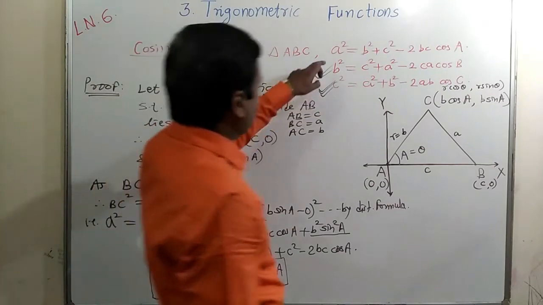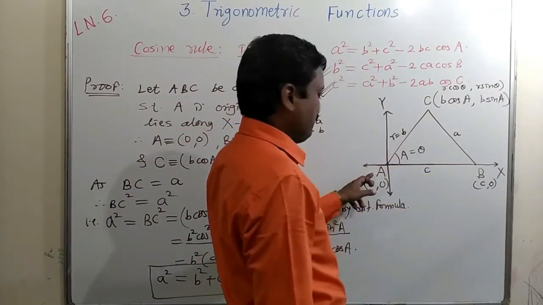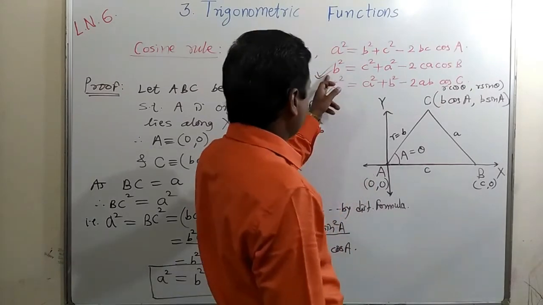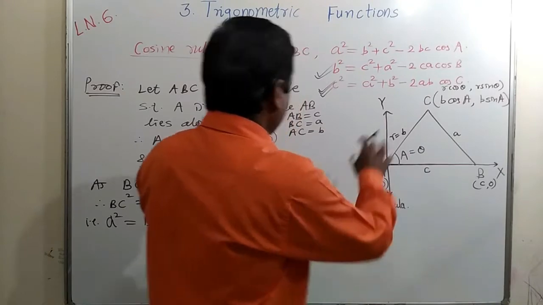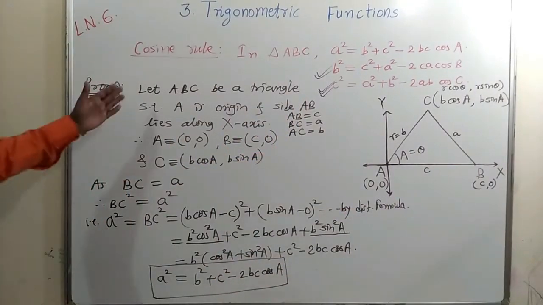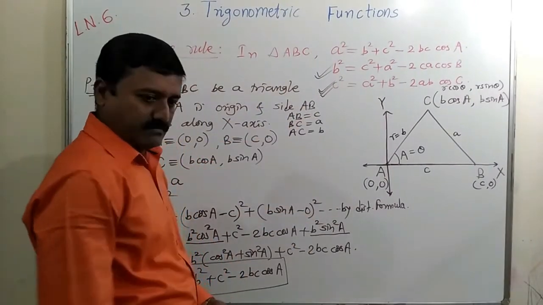What to do to prove this B square? Take the vertex B at the origin. Then you will get this result. If you want to prove this, take vertex C at the origin and make similar changes, and using the same method, you will get these results. Okay?